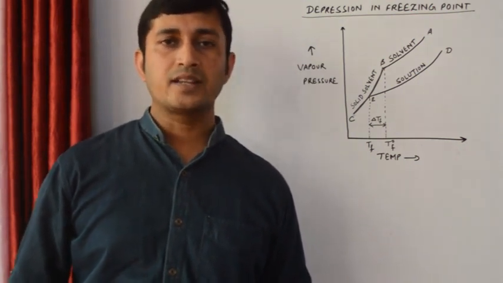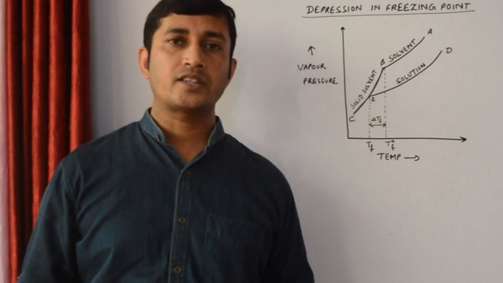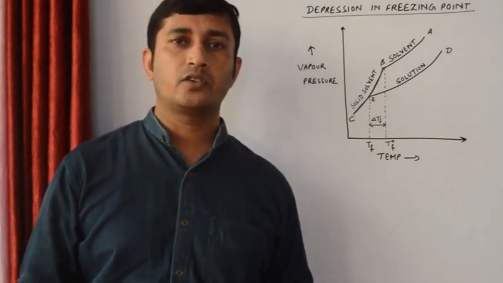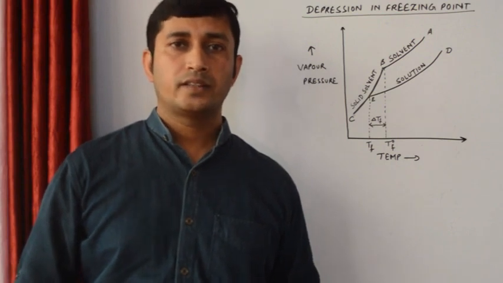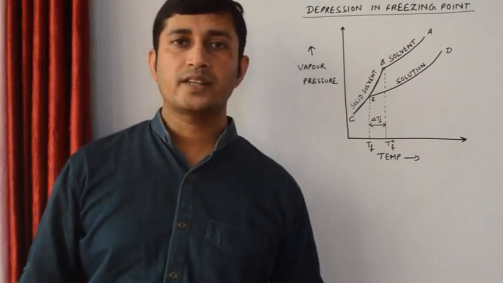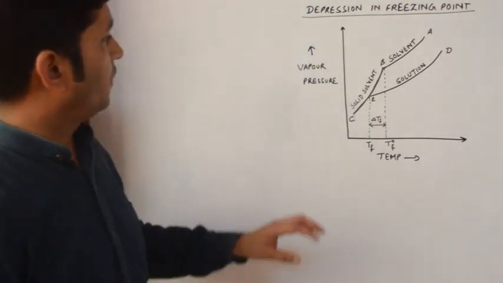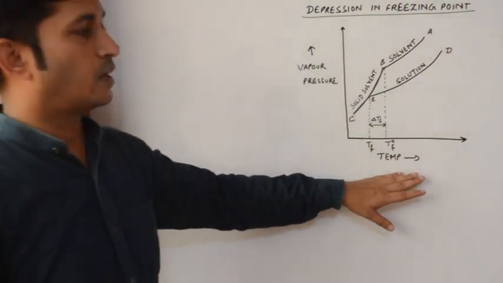According to Raoult's law, whenever any non-volatile solute is added to any solvent, its vapor pressure gets reduced. As a result of this, that solution has to be cooled to a lower temperature to make its vapor pressure equal to that of solid solvent. That's why its freezing point also gets reduced. That we can easily understand through a graph plotted between vapor pressure versus temperature.